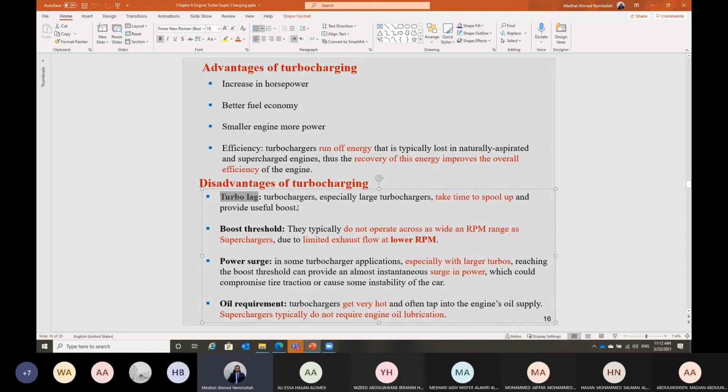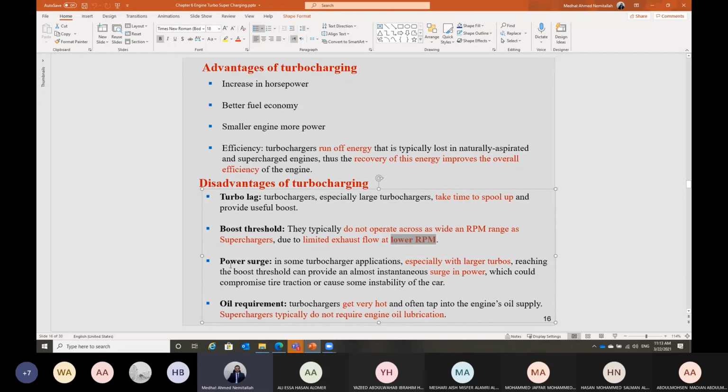Also, there is a threshold below which we cannot get any benefit from the turbocharger. A supercharger can drive a little improved boost at lower RPM. But in the case of a turbocharger at lower RPM, the amount of exhaust gases is very low. So you cannot generate enough power in the turbine to drive the compressor at lower RPM. So usually at lower RPM, we don't have any benefit from the turbocharger.